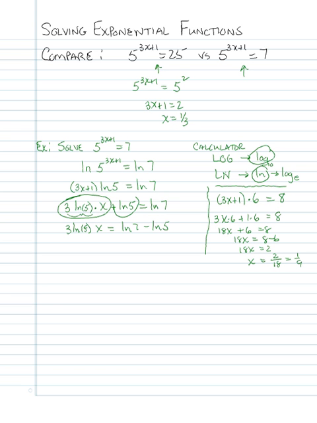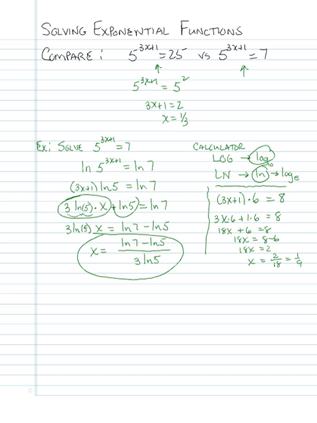Now, the 3 times the natural log of 5x is kind of like an 18x. If we want to know what x is, then we need to divide out that coefficient. So we'd have the natural log of 7 minus the natural log of 5, whatever that number is, and we're going to divide that by 3 times the natural log of 5. And so this is the exact answer. Okay, this is the exact answer.